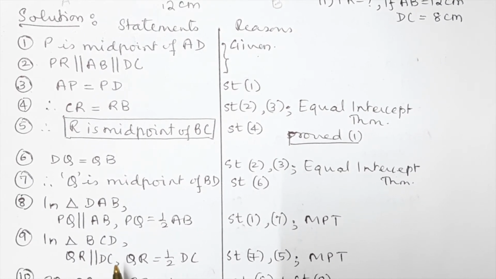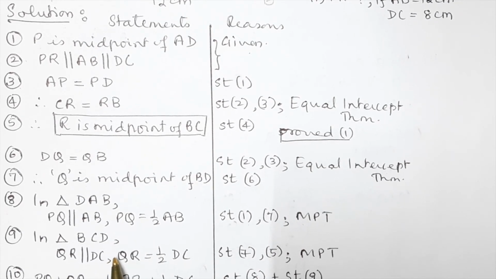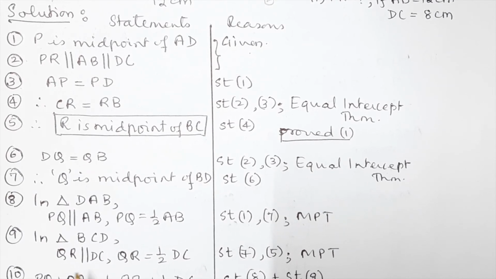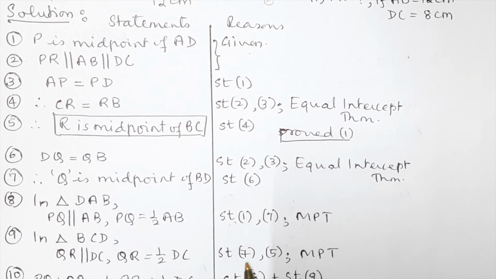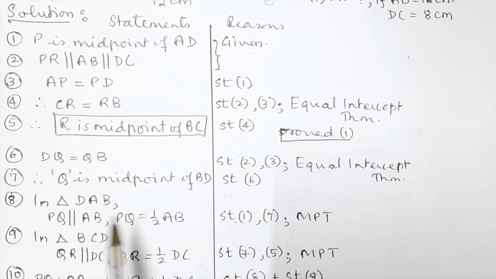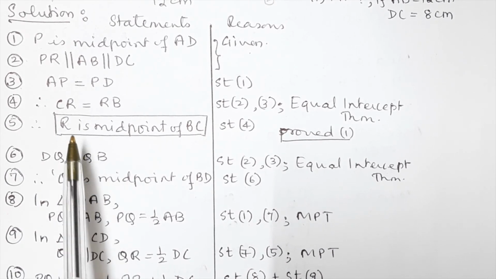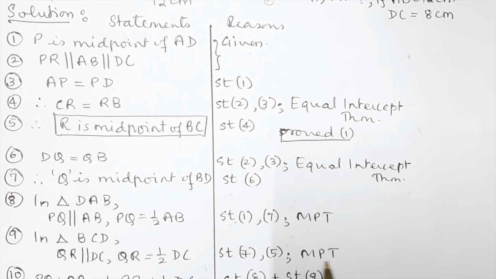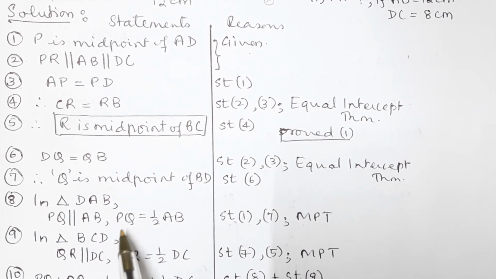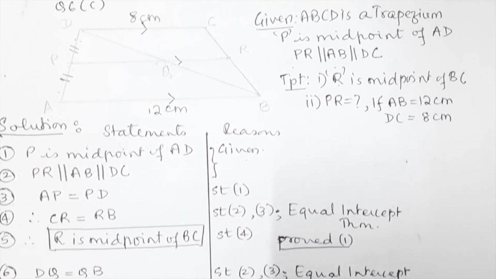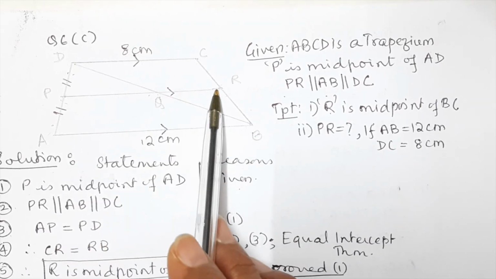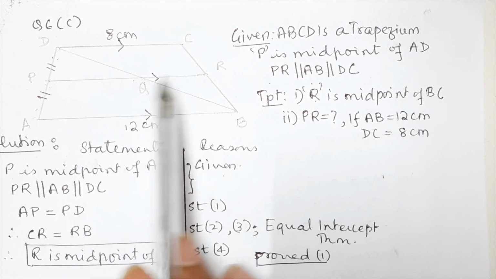In triangle BCD, you will see again Q is the midpoint of BD and R is the midpoint of BC. So QR will be parallel to DC and QR will be half of DC because of statement 7 and 5. 7 says Q is the midpoint and 5 says that R is the midpoint, and midpoint theorem. Now if you take this PQ and QR and if you add, you will get PR. Let us look at our diagram. See there, PQ plus QR. PQ plus QR is equal to PR.